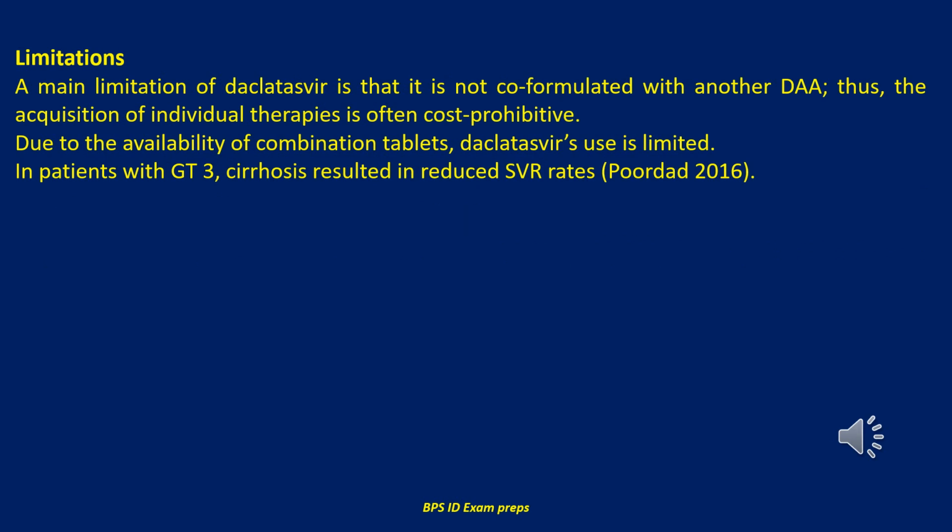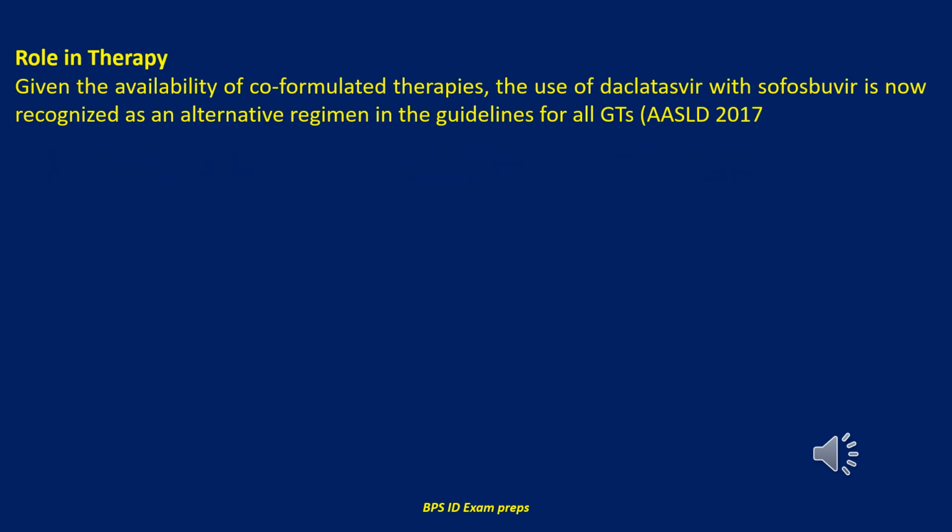A main limitation of daclatasvir is that it is not co-formulated with another DAA, thus the acquisition of individual therapies is often cost-prohibitive. Due to the availability of combination tablets, daclatasvir's use is limited. In patients with genotype 3, cirrhosis resulted in reduced SVR rates, according to Poordad 2016. Regarding its role in therapy, given the availability of co-formulated therapies, the use of daclatasvir with sofosbuvir is now recognized as an alternative regimen in the guidelines for all genotypes, according to AASLD 2017.